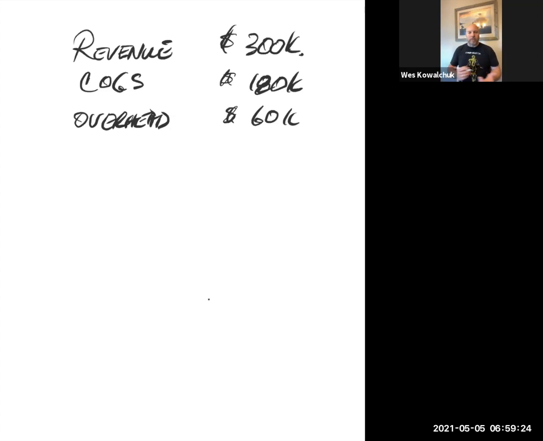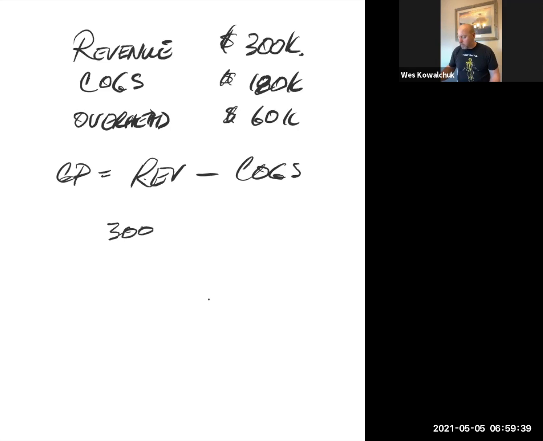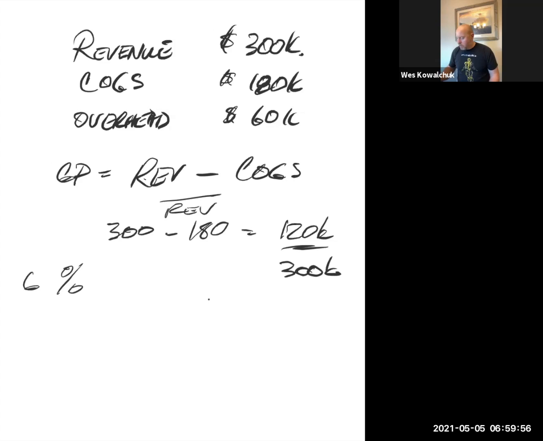So how do we figure out what our profitability is? The easiest thing to do is, first of all, let's figure out what your gross profit is. Gross profit is your revenue minus your cost of goods, right? So in this case, that's 300K minus 180K, which equals 120K. So that's your profit. Divide that by 300K, which is your revenue, and that gives you your percentage of gross profit. In this case, 120 divided by 300 is 0.40. Move the decimal over, it's 40%. Okay.